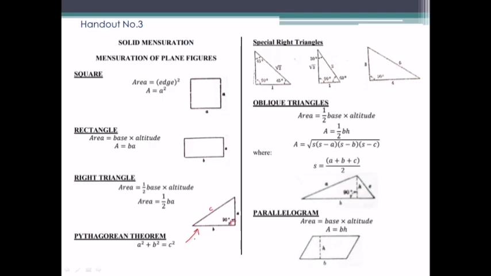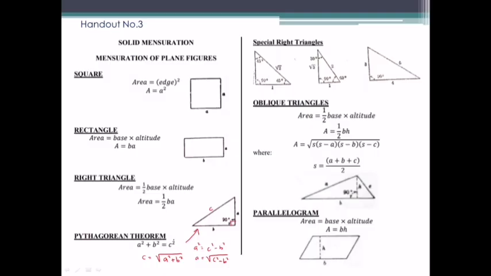Or if you want to get A squared, it is equal to C squared minus B squared. So if you want to get the side A, it is the square root of C squared minus B squared. Or if you want to get the length of the hypotenuse, C is equal to the square root of A squared plus B squared. Again, this is applicable when you have a right triangle.